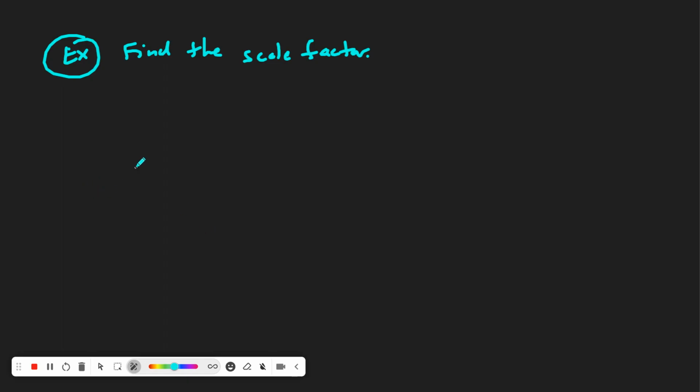Okay, so for this problem, I'm going to give you two triangles. Again, they're going to be right triangles, just for simplicity's sake. So I have a triangle here. We're going to call this X, Y, and we'll make Z the right angle. XZ is 15, XY is 39, and YZ is 36.